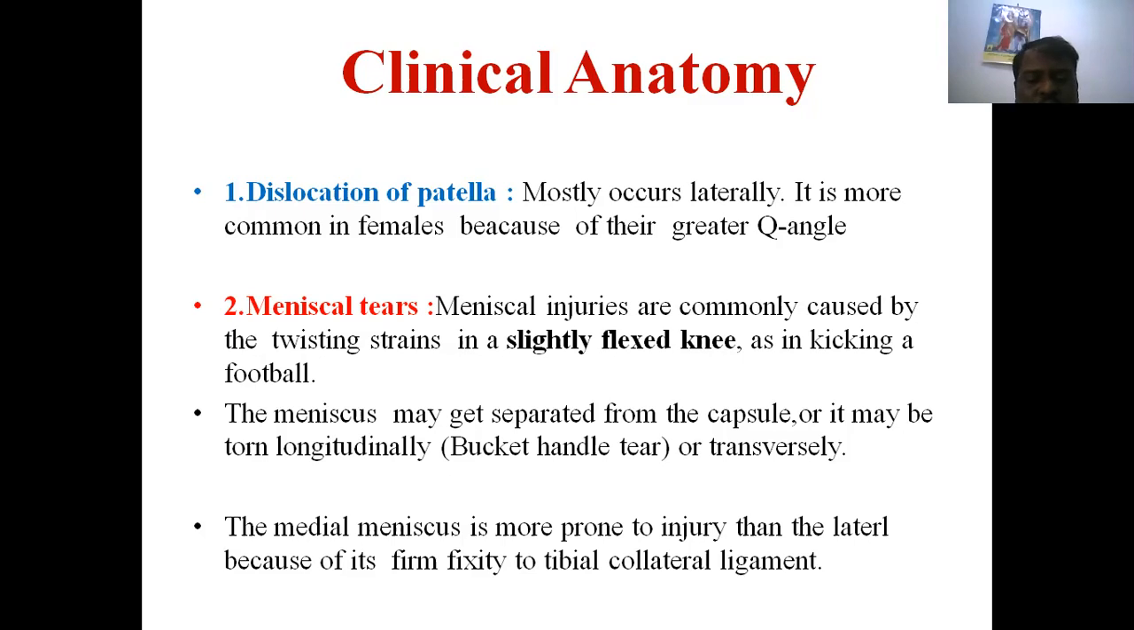The medial meniscus is more prone to injury than the lateral meniscus because of the firm fixity of the tibial collateral ligament on the medial side. It is a fibrous sheet with superficial and deep layers. Whereas the lateral meniscus is folded.